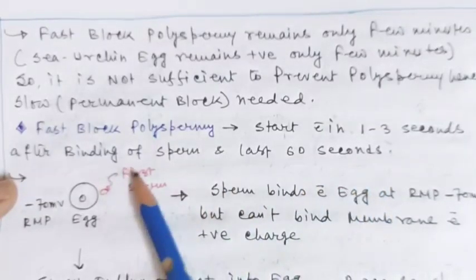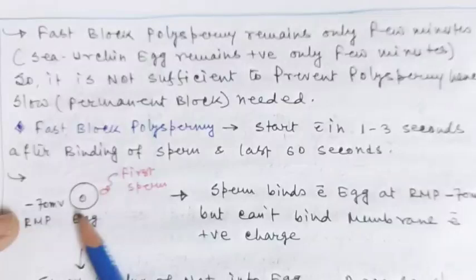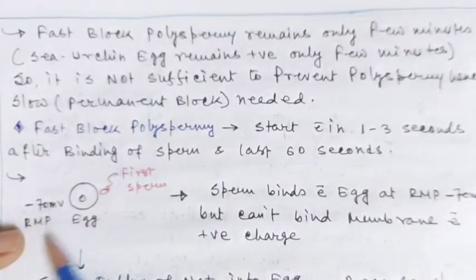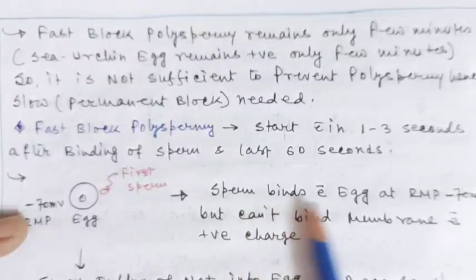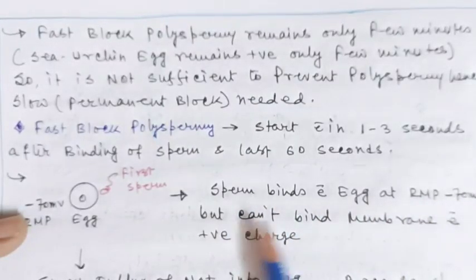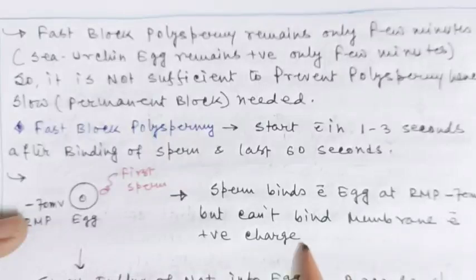So this is the first sperm, and first the egg plasma membrane resting potential is minus 70 millivolts, and the sperm binds with the egg at the resting membrane potential of minus 70 millivolts, but cannot bind with a membrane of positive charge.